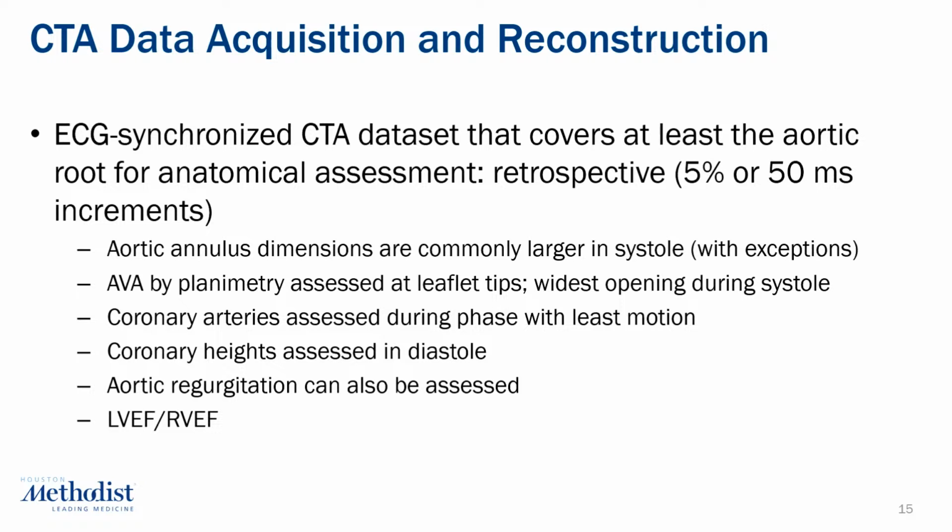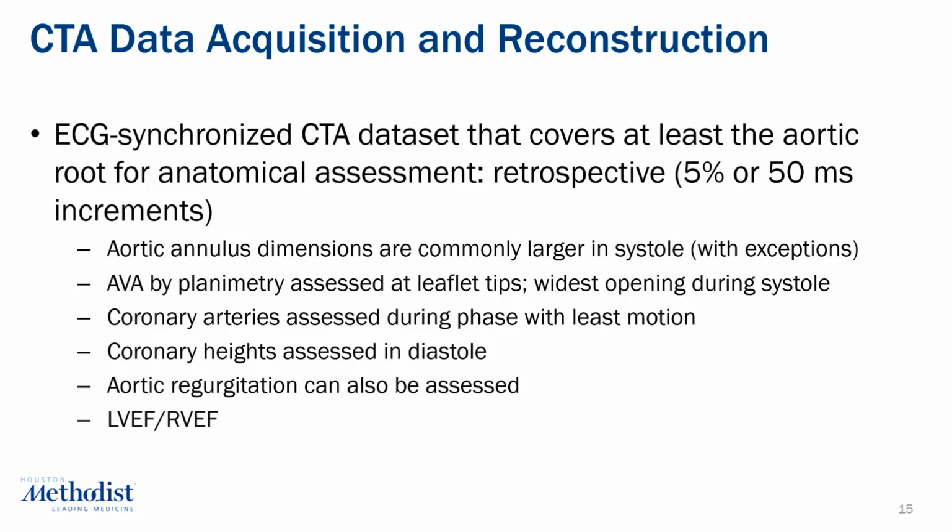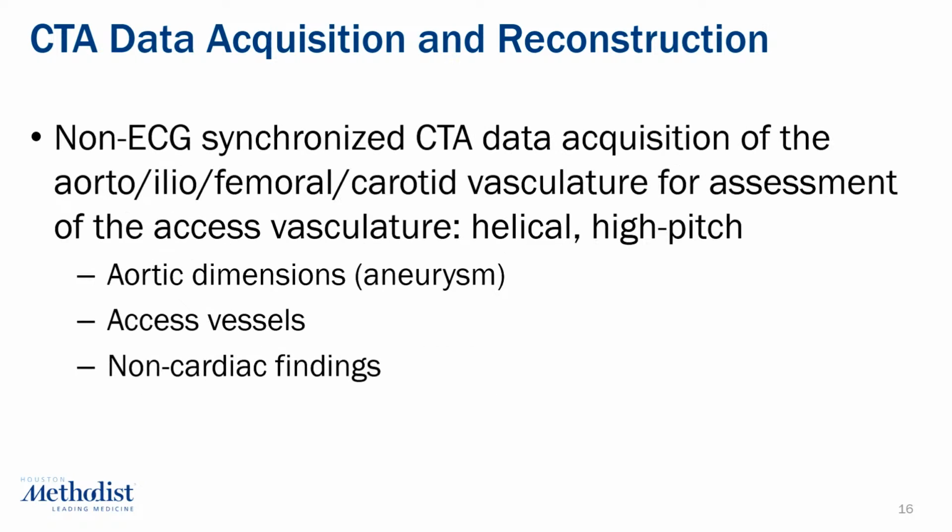Because we're imaging the heart, we can look at the coronary arteries. So we're looking at all the phases of the cardiac cycle. So you can assess the coronaries, keeping in mind that you want to make sure you select the phase with the least amount of motion. Coronary heights are assessed in diastole. Aortic regurgitation can also be assessed because we're covering the entire cardiac cycle, so systole for stenosis, diastole for regurgitation. And we can assess LVEF and right ventricular ejection fraction. So you have a wealth of information from that CTA, and it's EKG synchronized, right? We want to make sure that we're gating everything to EKG.